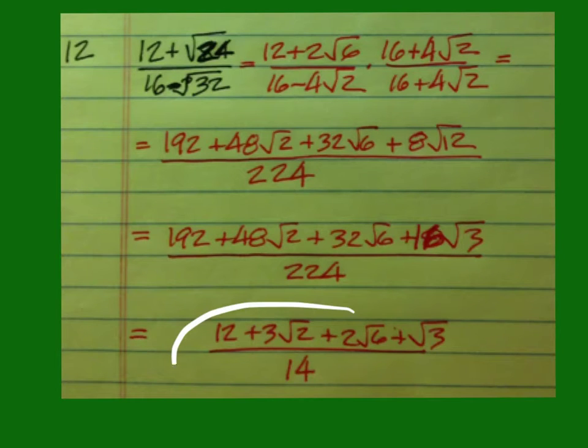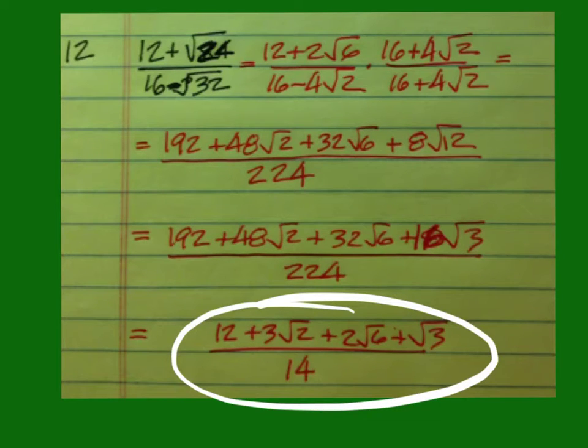On number 12, it is 12 plus 3 square root of 2 over 2, or plus 2 square root of 6, and then plus square root of 3, all of that over 14. Anybody still need to see that?